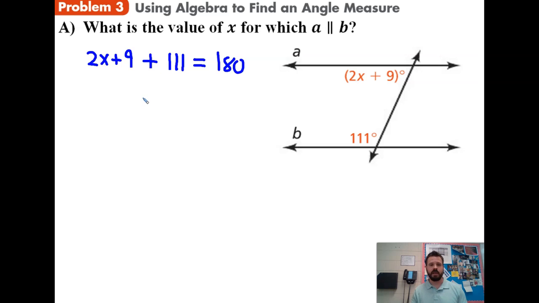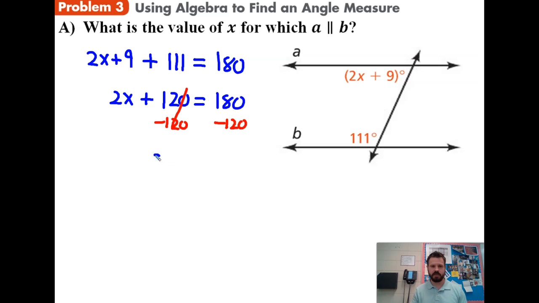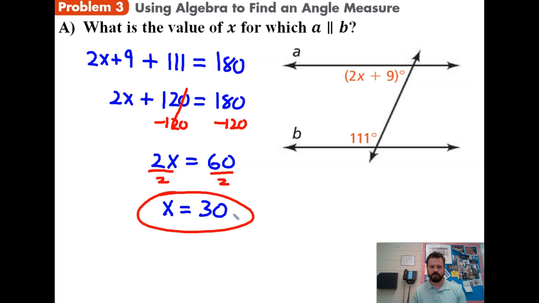Okay? We can solve this then, combine like terms. 9 plus 111 is 120. And then we'll go through solving for x. I'm going to subtract 120 from both sides, and we get 2x is equal to 60. And then I'm going to divide both sides by 2, and we end up with x equals 30. All right, so if x is 30, that would make these two angles supplementary, which would make my lines parallel.